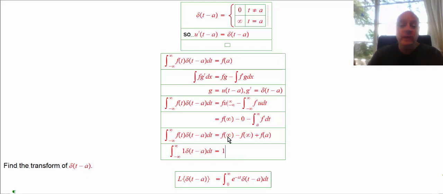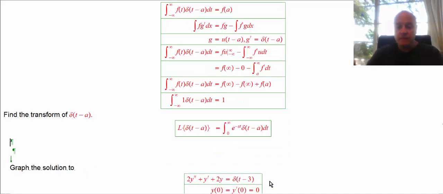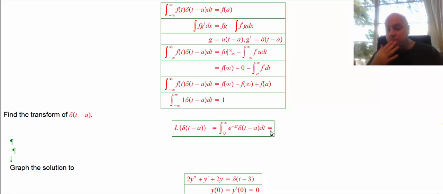But the reason we really wanted this rule is so we can take the Laplace transform of the Dirac delta function. So I'm going to take the Laplace transform. I've got it in the definition. The Laplace transform of the Dirac delta function: integrate from 0 to infinity, e to the minus st times the Dirac delta function dt, just to evaluate that integral. Well, let's think about this for a second.